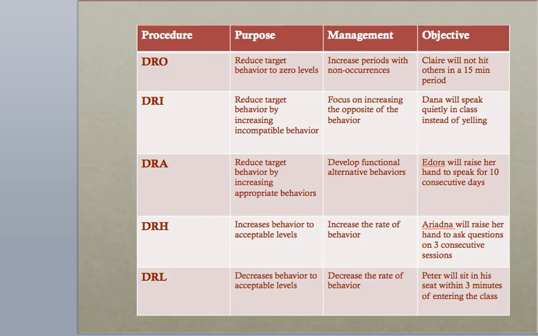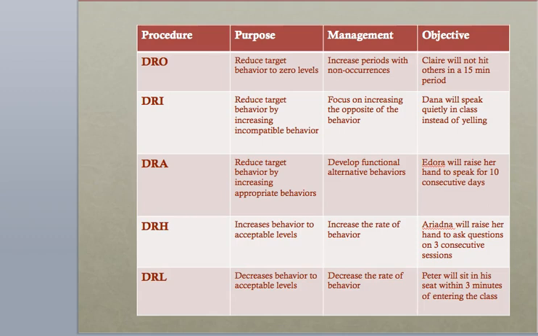The way you manage them differs across procedures. So often with a DRO, you're increasing periods with non-occurrences. So you're just making the observation periods longer and longer and longer gradually. So Claire is hitting people, and our goal is for her not to hit people in a 15-minute period, but our initial observations might only be 30 seconds. And we're going to stretch that out over the course of our intervention until we get to that 15-minute period. The DRI focuses on increasing behaviors that are opposite of the behavior or incompatible with the behavior. So if Dana has a tendency to yell in class, then our goal will be to have her speak quietly in class, using her indoor voice.